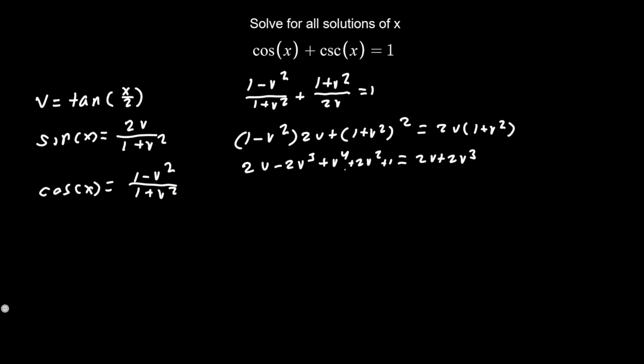And we're going to have a fourth degree polynomial, namely v to the 4 minus 4v cubed plus 2v squared. And we have 2v, so they're going to cancel out. And we're going to have plus 1, that is equal to 0.